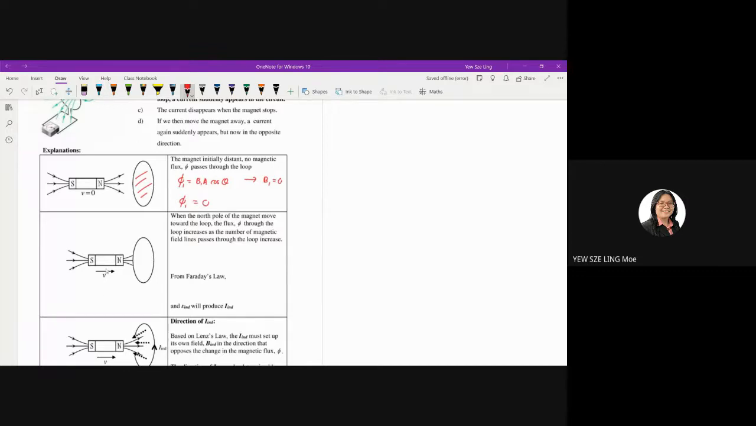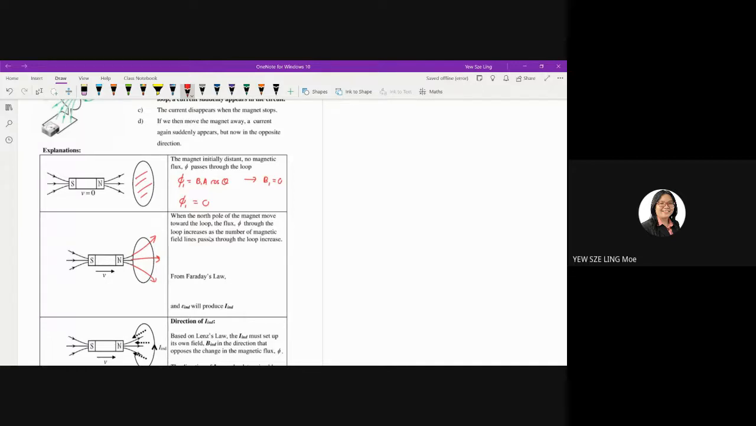So what happens in the second diagram? When you move your magnet towards the coil, now you have field lines passing through it. These 3 field lines pass through the coil. So when the north pole of the magnet moves towards the loop, the flux through the loop increases, the number of magnetic field lines passing through the loop.